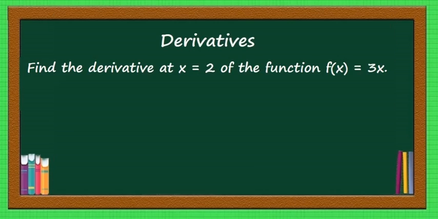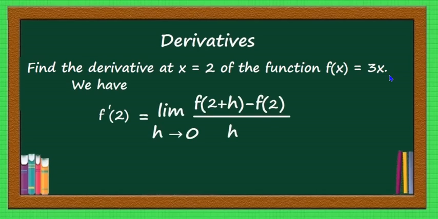Now I will take one problem. Find the derivative at x equal to 2 of the function f of x equal to 3x. First let us use the definition of the derivative of the function. That is f dash of 2 is equal to limit h tending to 0 f of 2 plus h minus f of 2 divided by h.